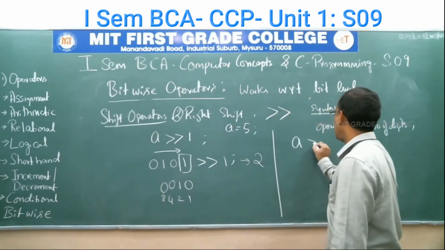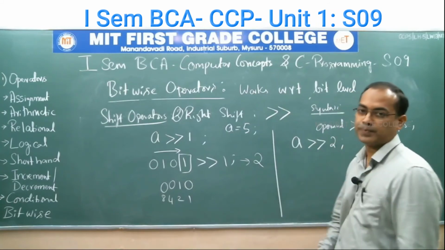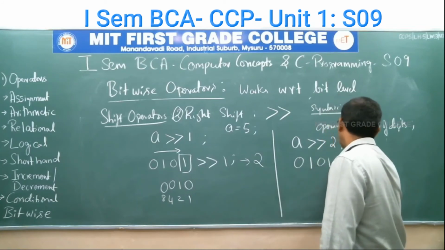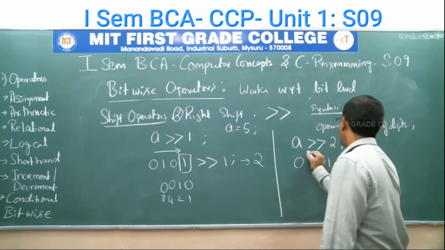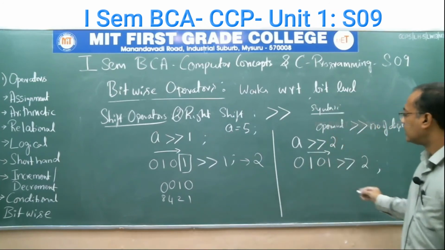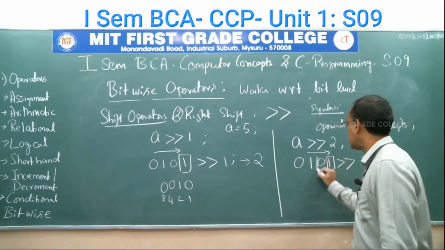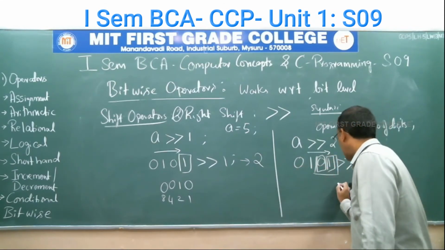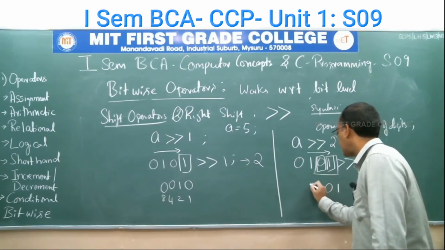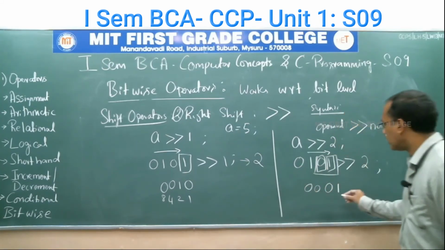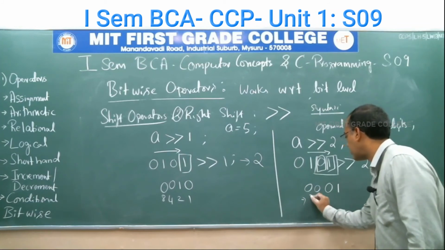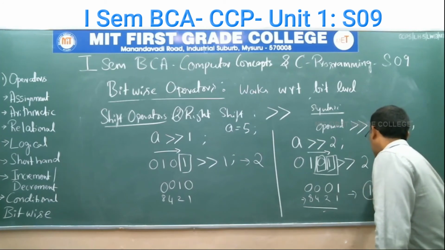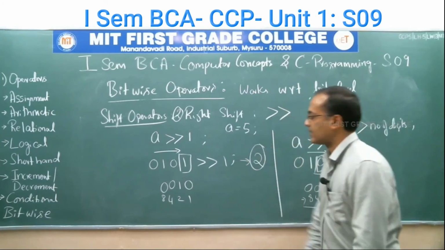A right shift 2. That is 0, 1, 0, 1. Right shifted 2 times. So this is one time, this is the second time. Remove these. What do you have? 0, 1. So make 1 here, 0, and fill the rest with zeros. So again bring it to decimal form. 8421. So what is the value you got? 1 as the answer. Here you got 2 as the answer.